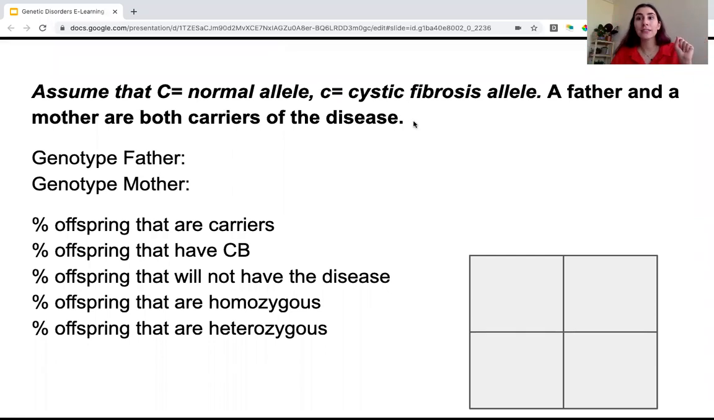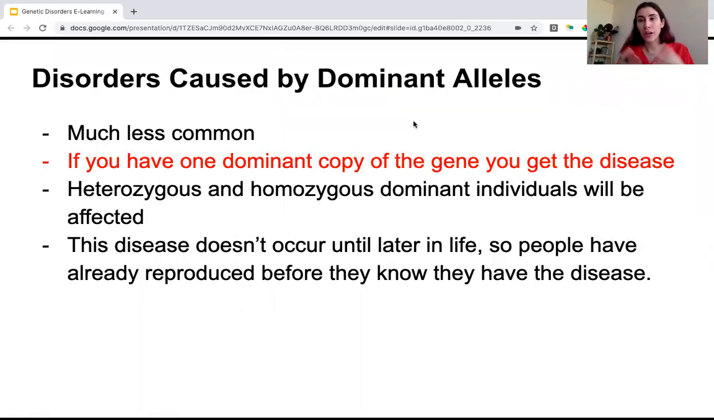Let's take a look at a dominant disorder. Now, dominant disorders also happen on autosomes. They're happening on the same types of chromosomes. However, in order to get this disease, you only need to have a dominant allele. So whether you're heterozygous or homozygous dominant, you get the disease. They are a lot less common, okay?